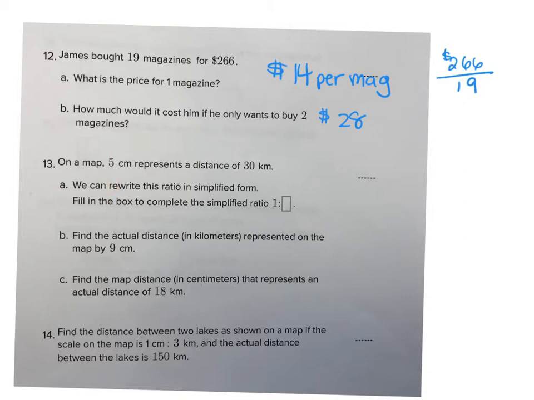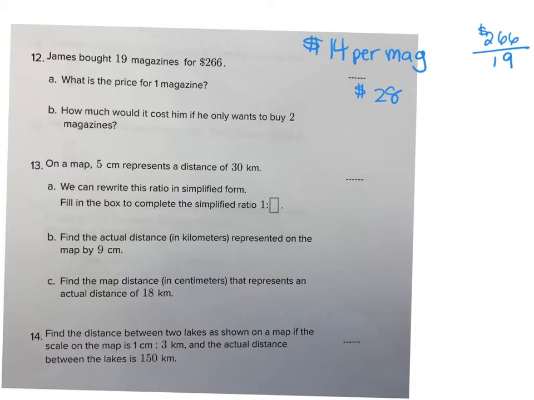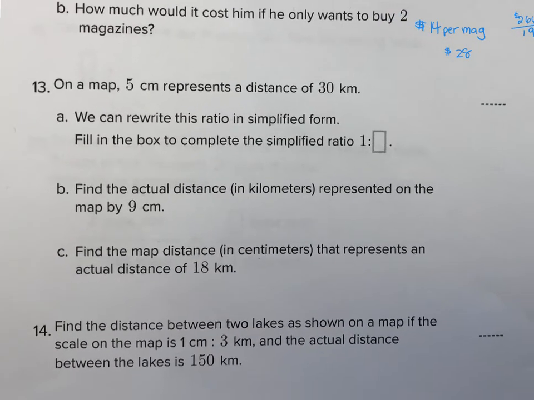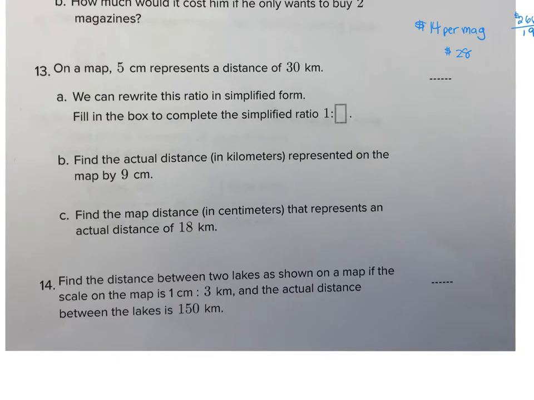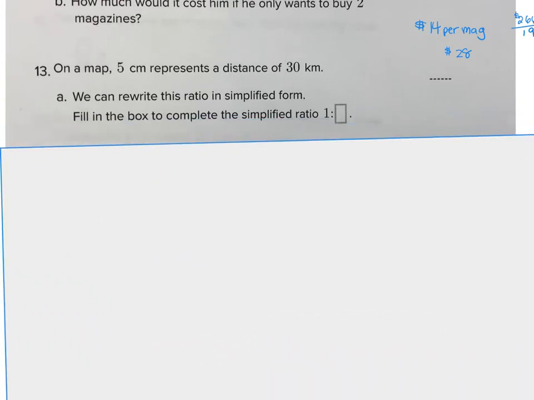On a map, 5 centimeters represents a distance of 30 kilometers. We can write this ratio in simplified form. Okay, so this is the one that I want to make sure that you guys are understanding, because it is the one that caused a little bit of issue, I think, on the math space. So I'm going to magnify that so you could see it better. And I want you to see how we work this out.